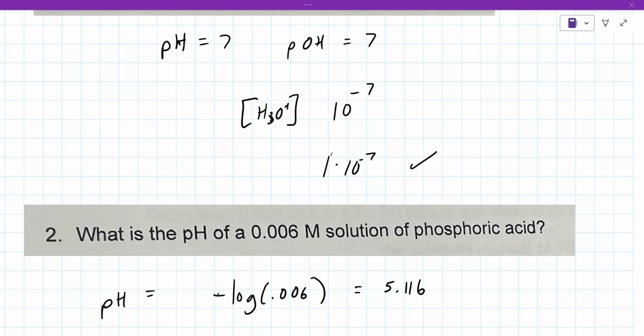Okay, wait a second. There's an issue with the next one because you're going to get the concentration. There's something about going from molarity to pH. We could figure this out here. It's molarity to pH is what we're trying to figure out.